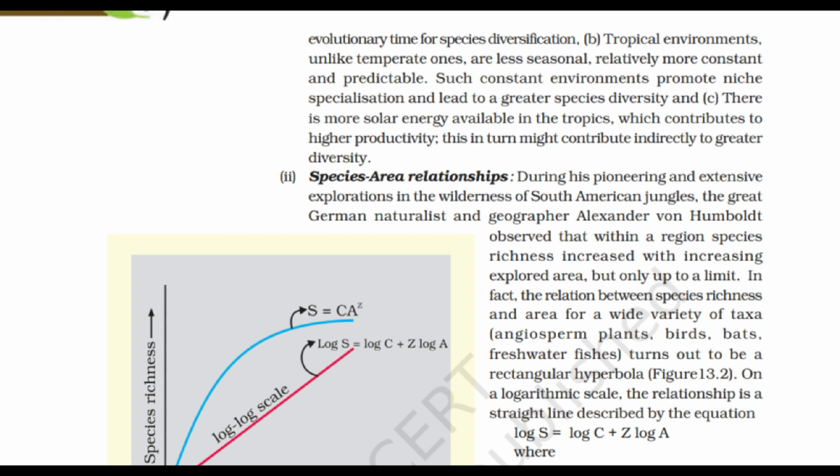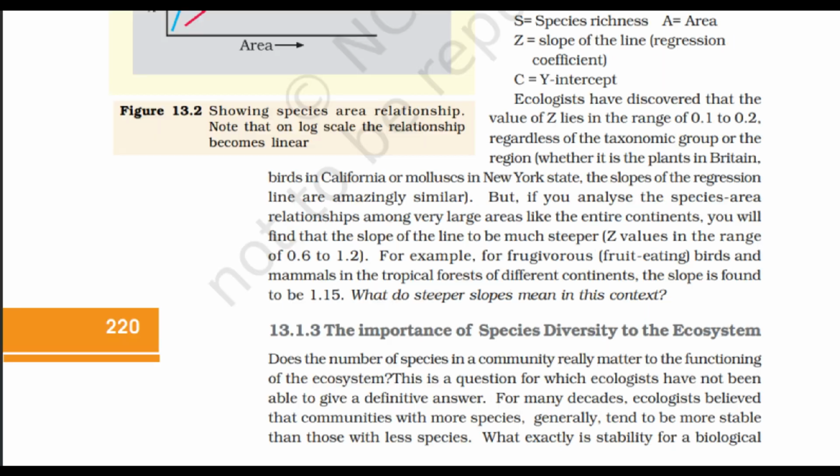On a logarithmic scale, the relationship is a straight line described by the equation log S = log C + Z log A, where S = species richness, A = area, Z = slope of the line, regression coefficient, C = y-intercept. Ecologists have discovered that the value of Z lies in the range of 0.1 to 0.2, regardless of the taxonomic group or the region, whether it is the plants in Britain, birds in California, or mollusks in New York State. The slopes of the regression line are amazingly similar.